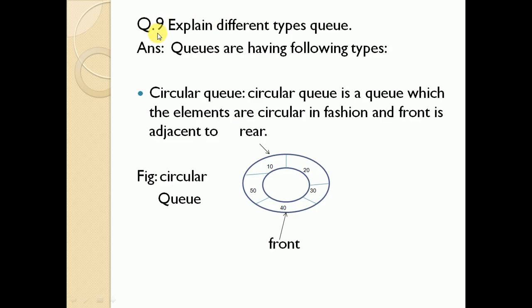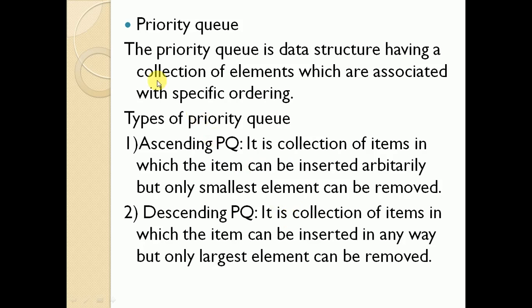Let's see the next question: explain different types of queues. Queues have the following types. First one is a circular queue. A circular queue is a queue in which the elements are circular in fashion and front is adjacent to rear. In the figure you can see a circular queue where the elements 10, 20, 30, 40, 50 are present, where rear is pointing to the first element and front can point anywhere in this queue.